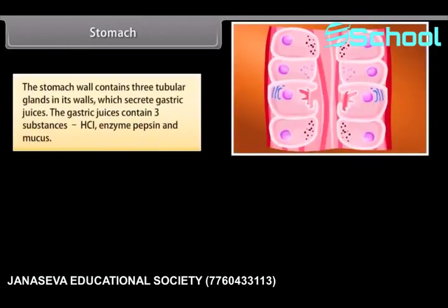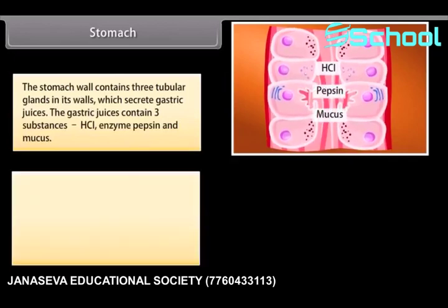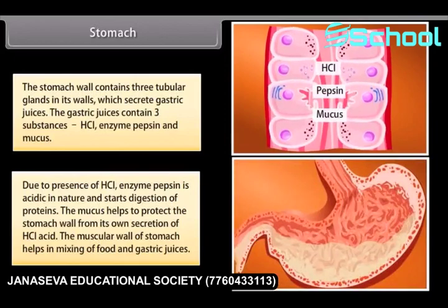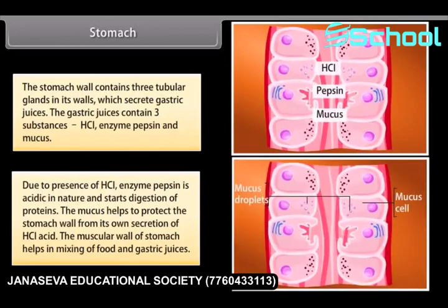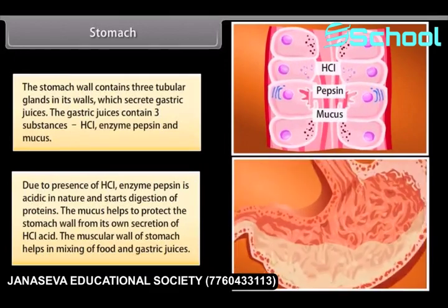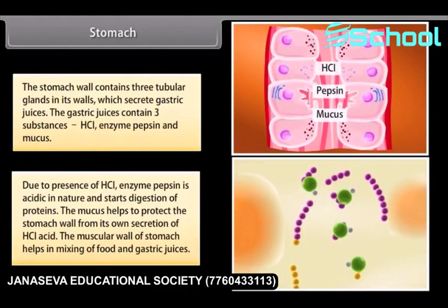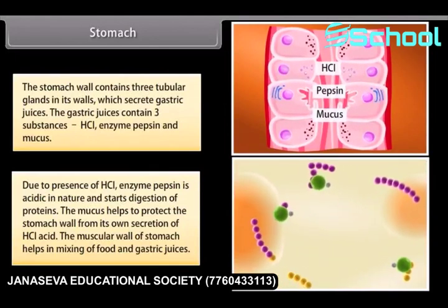The stomach wall contains 3 tubular glands in its walls, which secrete gastric juices. The gastric juices contain 3 substances: HCl, enzyme pepsin, and mucus. Due to the presence of HCl, enzyme pepsin is acidic in nature and starts digestion of proteins. The mucus helps to protect the stomach wall from its own secretion of HCl acid. The muscular wall of the stomach helps in mixing of food and gastric juices.